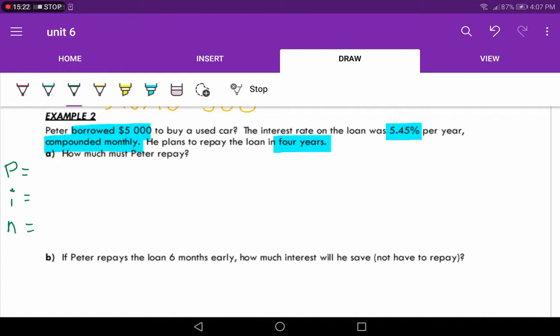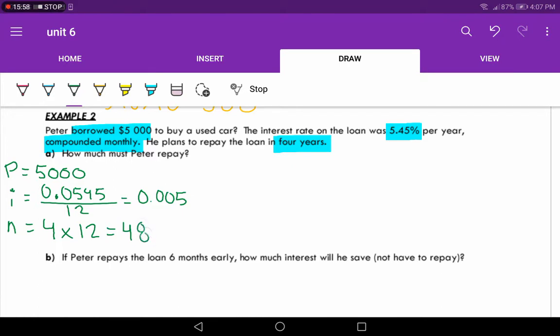P, I, N. So P is how much we borrowed, the principal, the starting amount, $5,000. Our interest rate as a decimal is 0.0545 divided by however many compounding periods there are per year, which is monthly, so we have to divide by 12. So that's 0.005, and n is the number of years times the amount of compounding periods per year, which again is 12 because it's monthly. So there are 48 compounding periods.